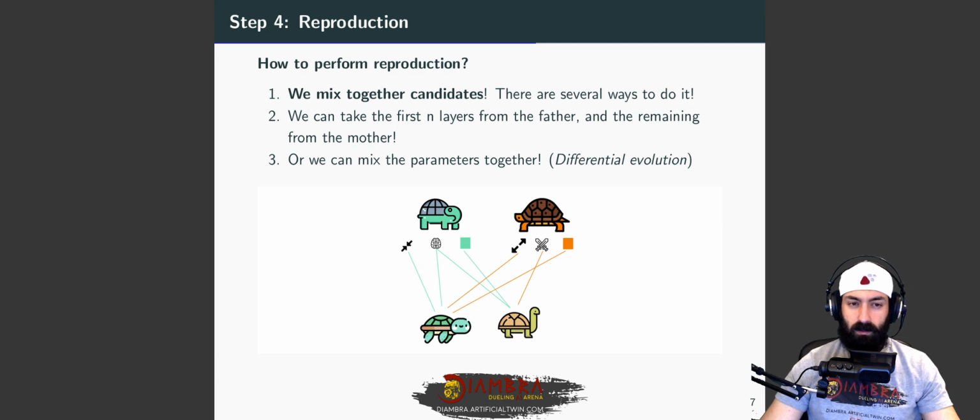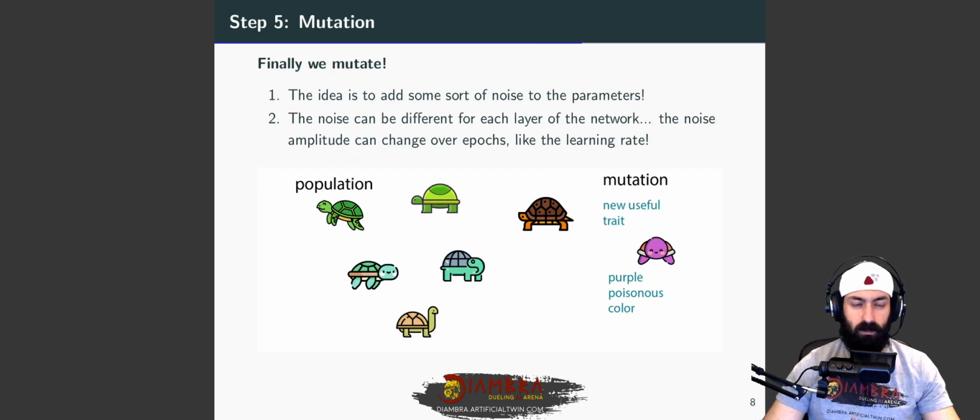And finally, we have mutation in step 5. You can also perform mutation before crossover, there is not a fixed order. The idea of mutation, as I said before, is that you want to add some sort of noise to the parameters. So we are doing exploration in the parameter space. We are not doing exploration in the action space, like in reinforcement learning, but in the parameter space of the network.